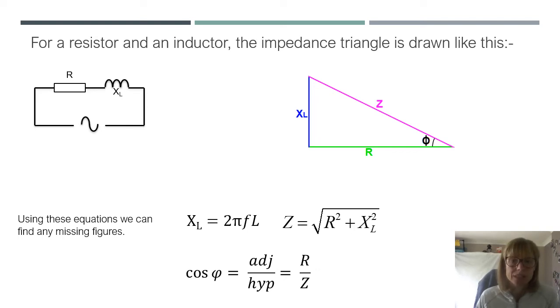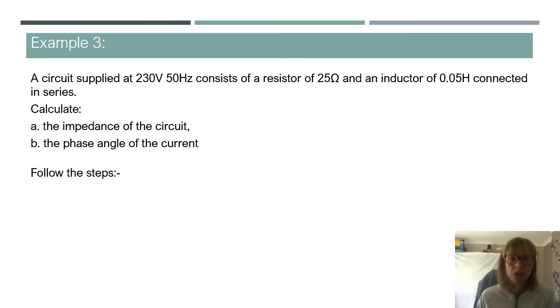And we calculate it by using the adjacent, so the length of the line which is adjacent to the angle, divided by the hypotenuse, which is our impedance. So we can put resistance over impedance, and that gives us our power factor. I'll cover power factor in more detail maybe next week.